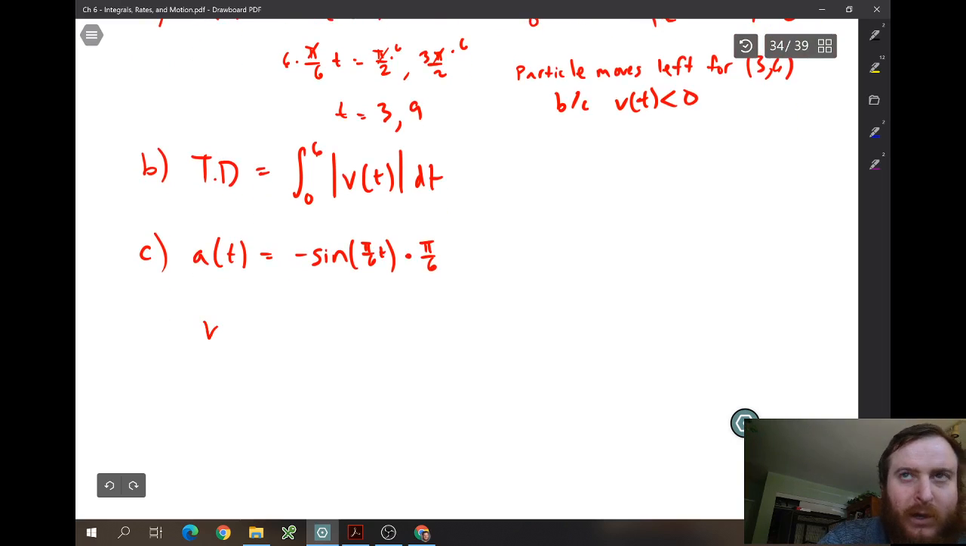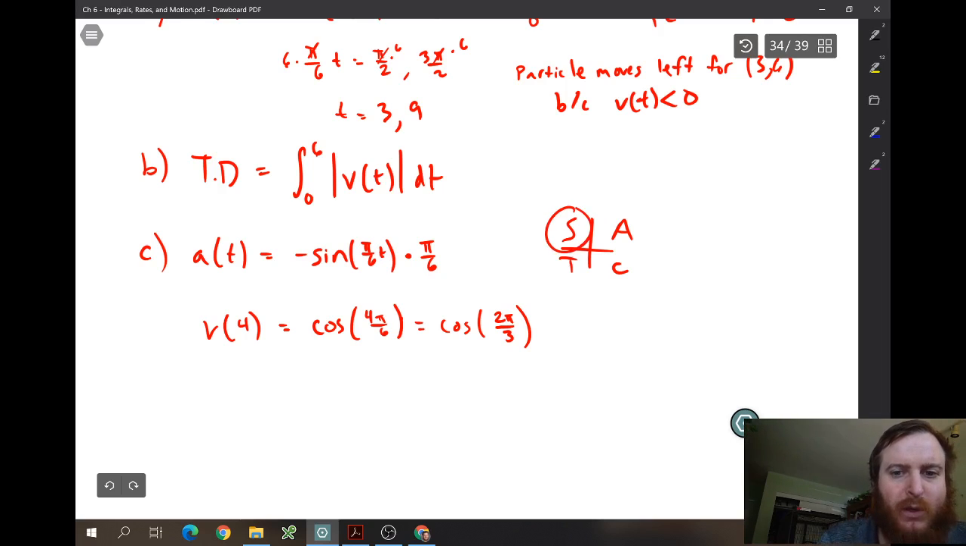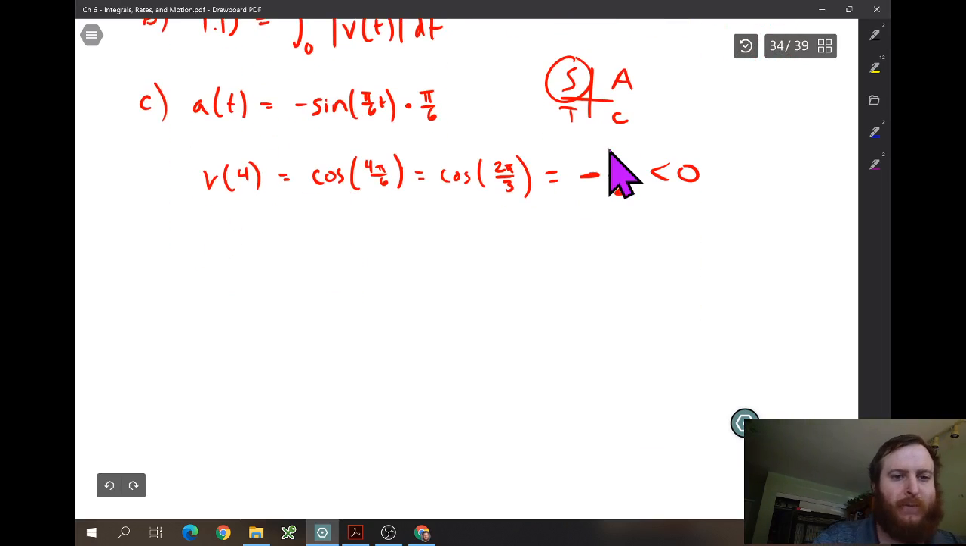So we want to know if our particle's velocity is increasing or decreasing at 4. So v of 4 would be cosine of 4 pi over 6. Sorry, I already plugged in t. 4 pi over 6, which is cosine of 2 pi over 3. 2 pi over 3 is in the second quadrant, right? Because it's 1 less than the denominator. So cosine is negative. And then for pi over 3, we get 1/2. So v of 4 is less than 0.